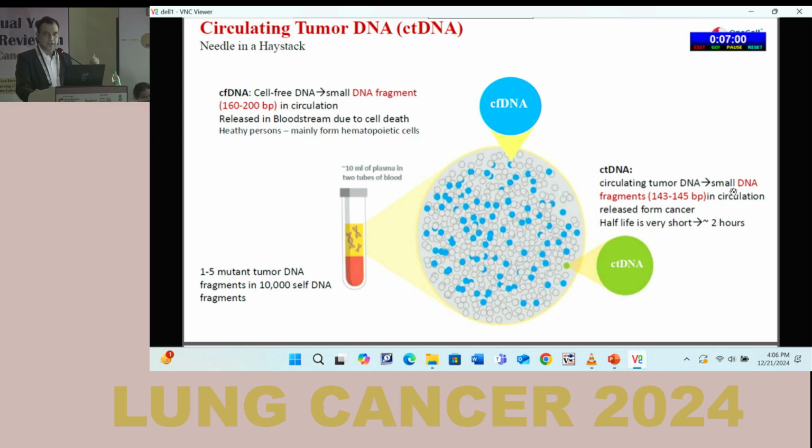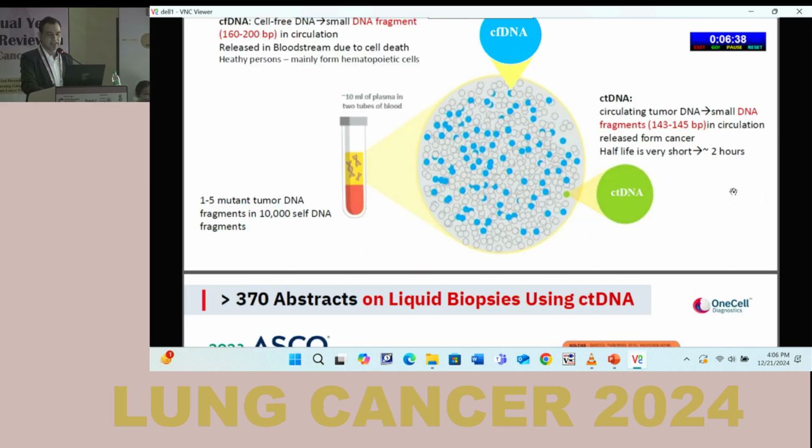In the pictorial representation, blue dots represent cell-free DNA coming from normal cells, while a green dot represents ctDNA coming from the tumor cells. It literally becomes a needle in the haystack. Thanks to the technology, we now have the ability to pick up a few molecules of ctDNA from the background of cell-free DNA and do molecular profiling on that.